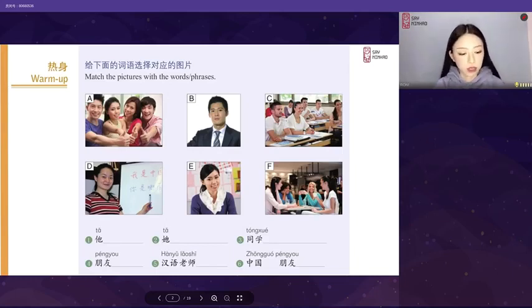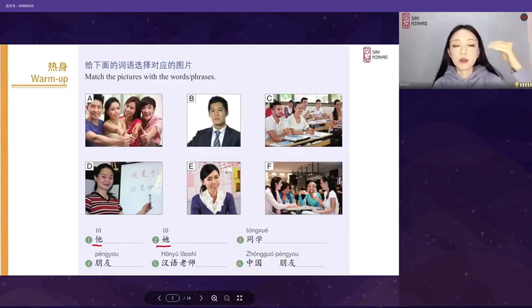Now, first, let's look at the new words. First one is 他, t-a, 他, the initial t and the final a, okay? Now, read after me. 他, it means he. Or it can mean just someone, a random person whose gender you cannot be sure of, okay? So this is 他.